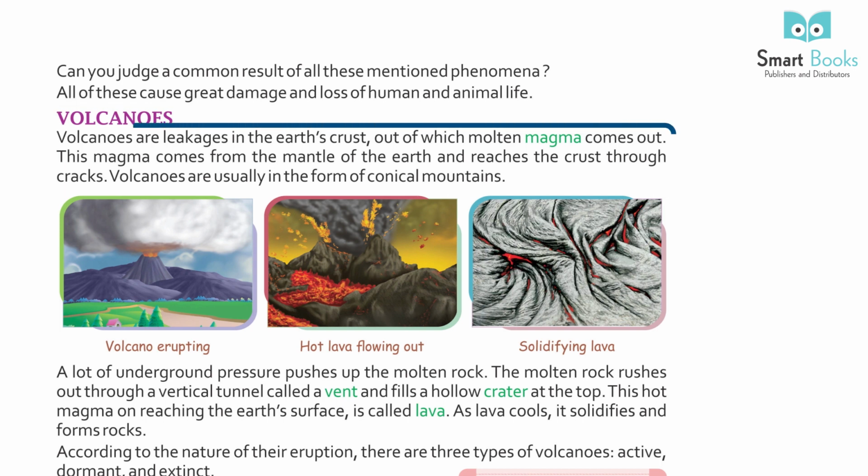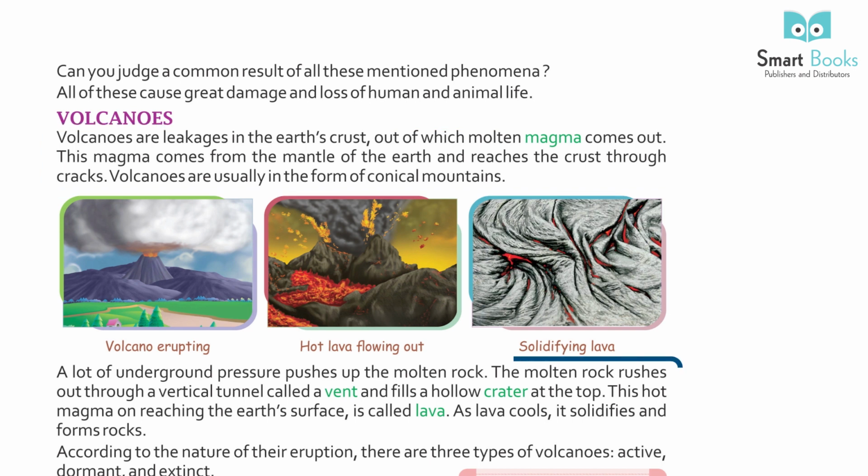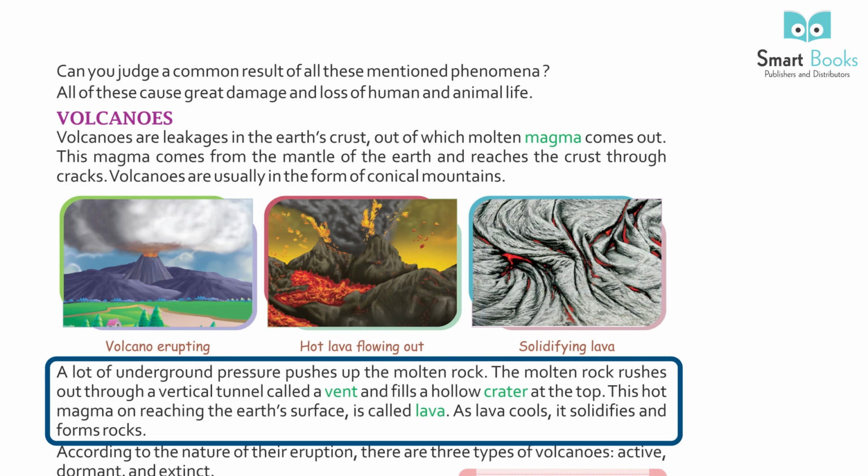Volcanoes. Volcanoes are leakages in the earth's crust out of which molten magma comes out. This magma comes from the mantle of the earth and reaches the crust through cracks. Volcanoes are usually in the form of conical mountains. A lot of underground pressure pushes up the molten rock. The molten rock rushes out through a vertical tunnel called a vent and fills a hollow crater at the top. This hot magma on reaching the earth's surface is called lava. As lava cools, it solidifies and forms rock.